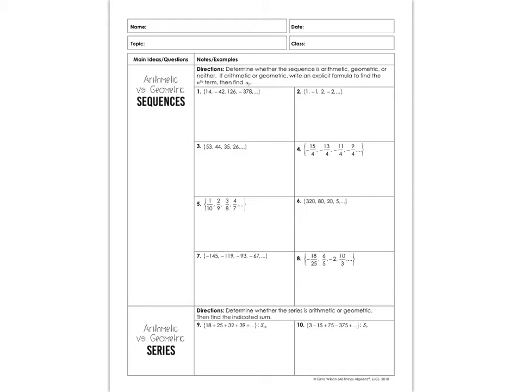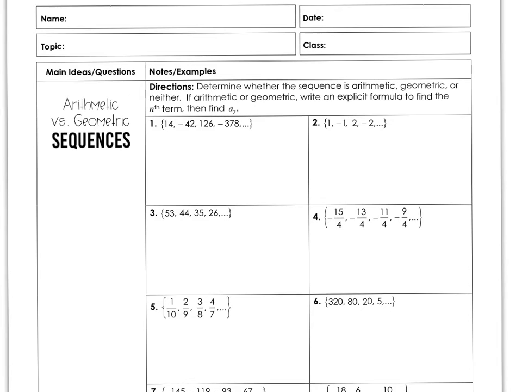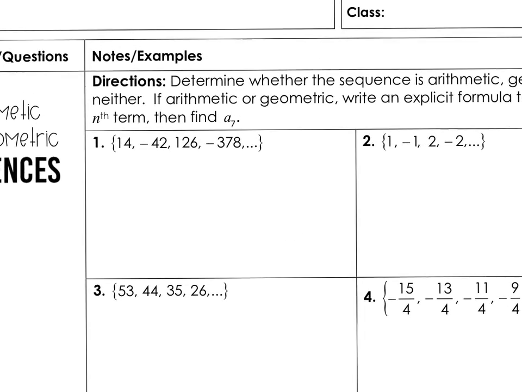Okay, so this is lesson 11.6, and it deals with basically everything we've done in Unit 11 already. It's just kind of all blended together. So on this first part, they want us to determine if the sequence is arithmetic, geometric, or neither. And if it is arithmetic or geometric, write an explicit formula to find the nth term, then find a sub 7. So let's look at the first one here.